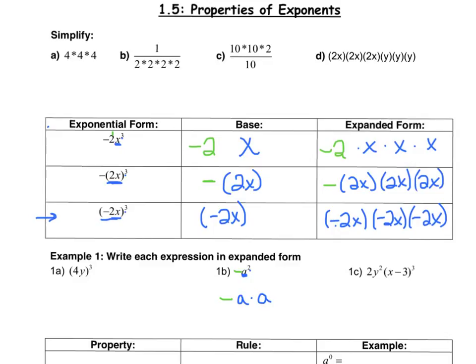For 1c, we have a couple different bases. We have this number 2. Its exponent's a 1, so we just have 1 of them. We have the y. Its exponent is 2, so we have 2 of those. And then everything inside these parentheses has an exponent of 3. So we have x minus 3 times x minus 3 times x minus 3. You can check 1a with your partner in class tomorrow.